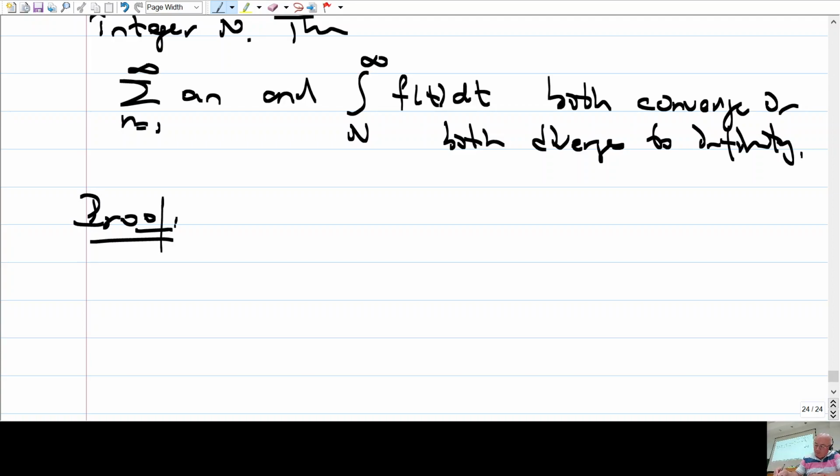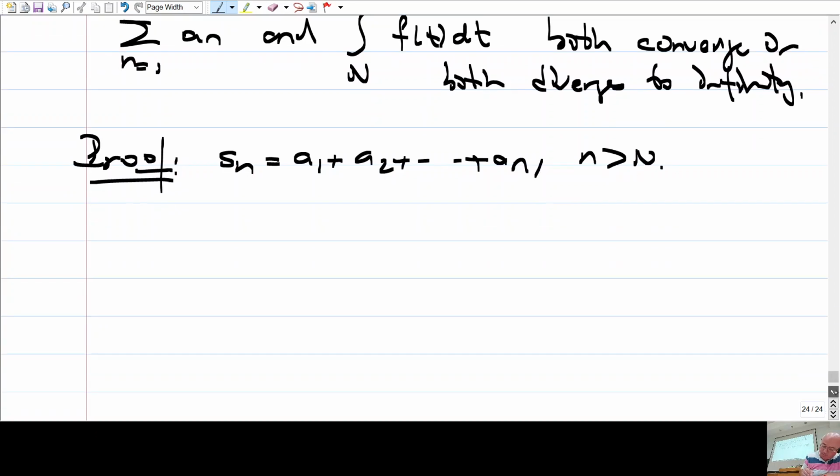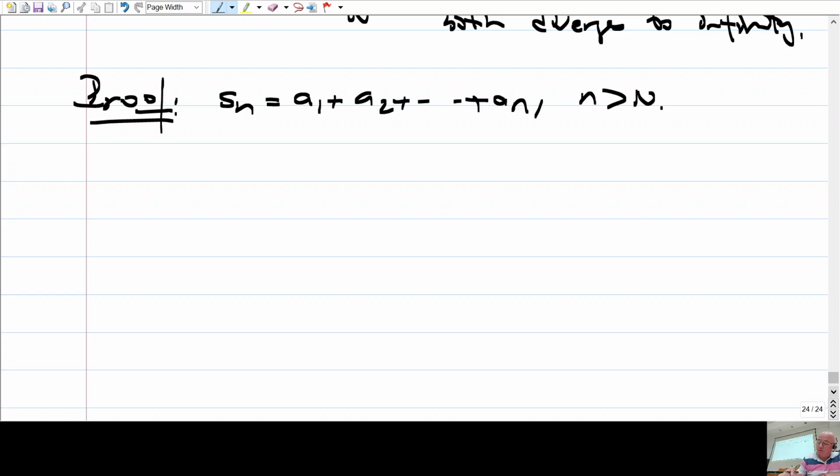The proof is just the same as the one we used while discussing the divergence of the harmonic series. Okay, now S_n is the nth partial sum: a_1 up to a_n. Okay, and choose n larger than N. For the series to be convergent, S_n should have a limit, right? S_n should have a limit.